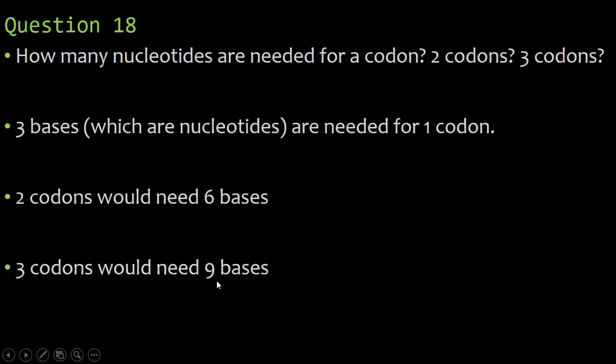So for example, I have 9 bases. How many codons is that? 9 divided by 3. Here I know the amount of codons, so I'm going to multiply by 3. 2 times 3 is 6. Same thing here. Here I'm given the amount of bases, so I need to divide. 3 divided by 3 is 1. So 1 codon equals 3 bases.